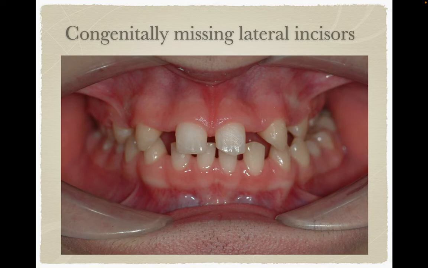The second cause is congenitally missing lateral incisors. So whenever we have a missing lateral incisor, we have more space, the teeth will move and open a median diastema. As well, as you can see here, usually hypodontia is associated with microdontia. So if you have a microdontia, again, we might have a median diastema.